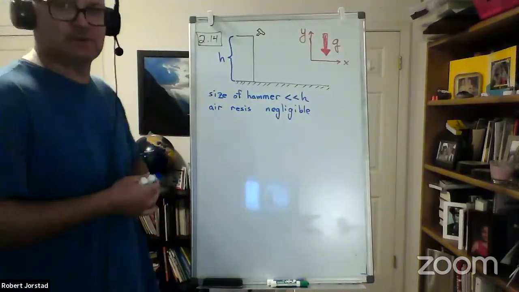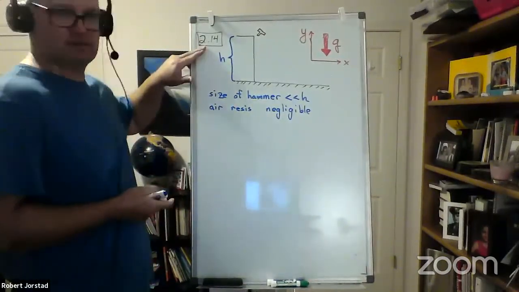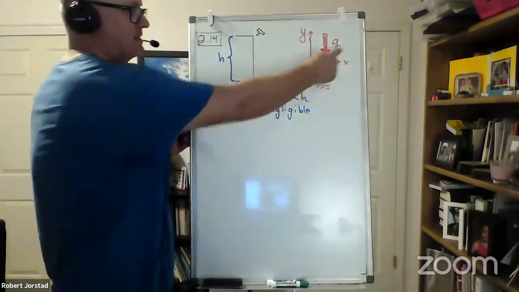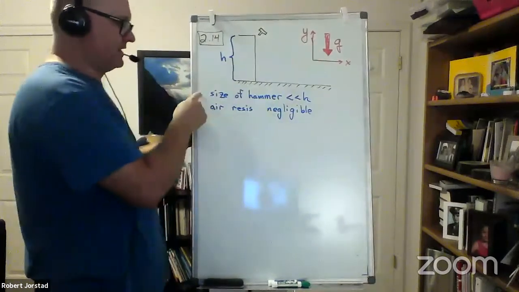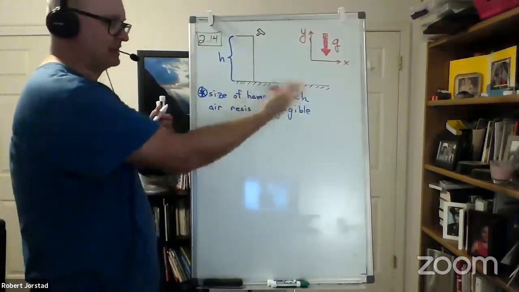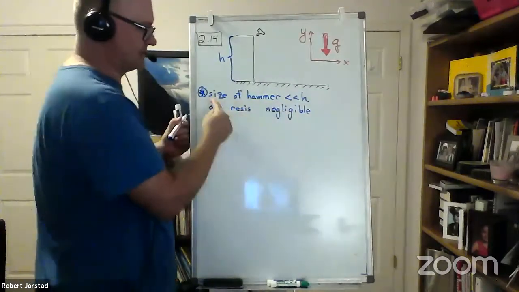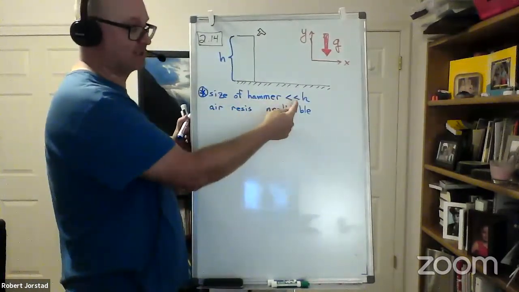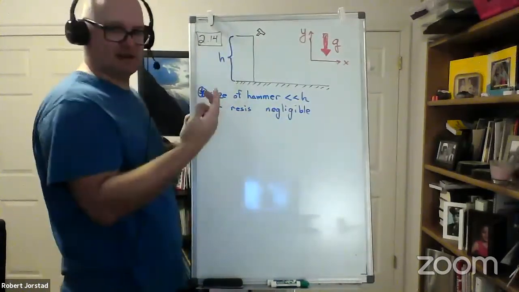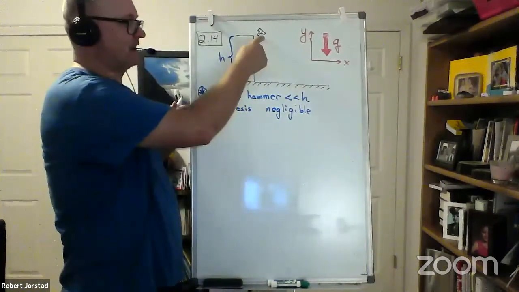So this is what I drew. You might have drawn something different. Always good to have the problem number. That's my attempt to draw a little hammer. I've got my coordinate system, the magnitude, the direction. I've written down some key assumptions. We've been told the size of the hammer is negligible. So this is my way of saying that. The size of the hammer is much, much less than h, which basically means, let's say this building is 10 meters tall, this is maybe like 20 centimeters.